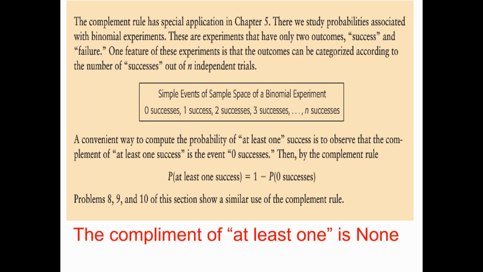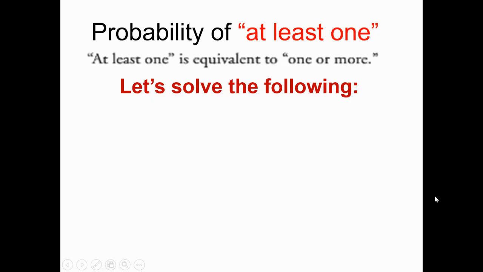Let me just move this out of the way. Very important: the complement of at least one is none. Zero. All right. Complement of at least one is none. So the probability of at least one is 1 minus the probability of none.